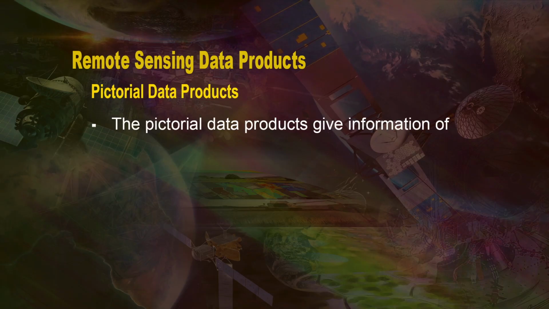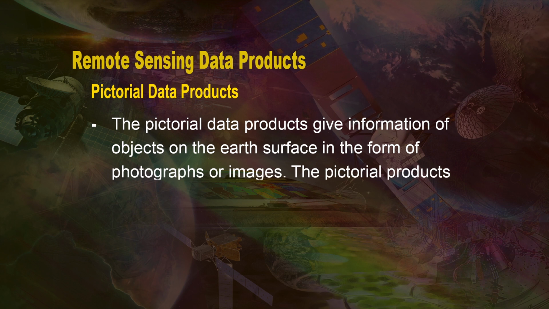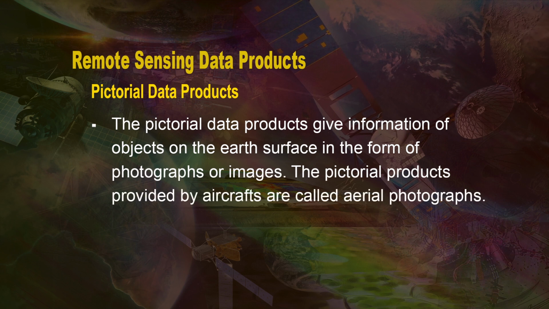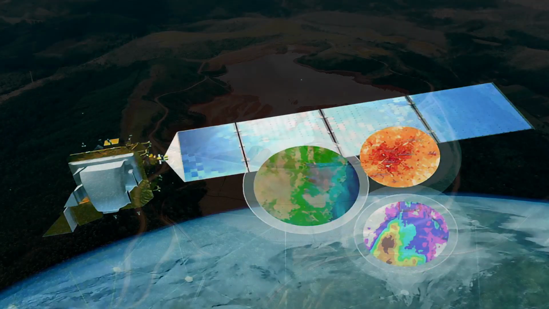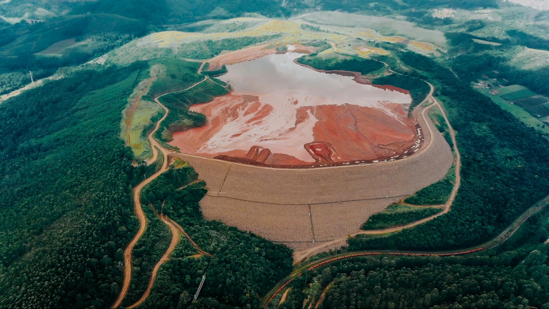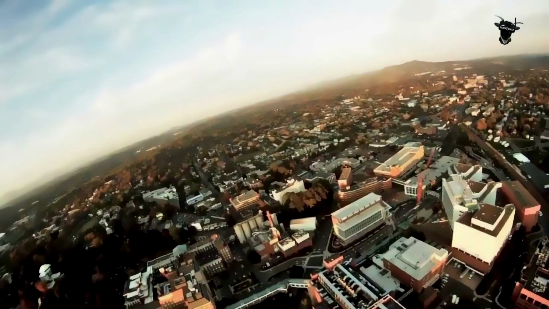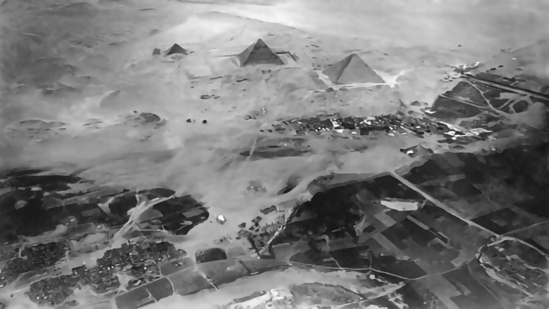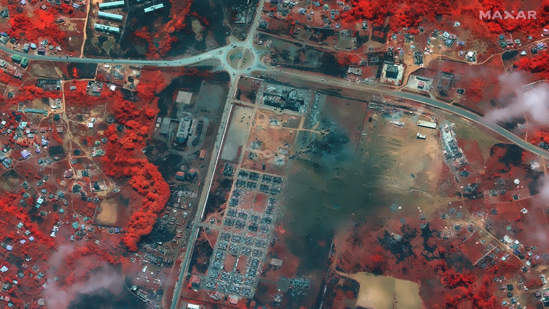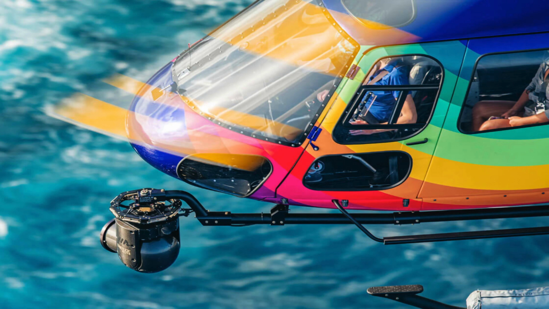Pictorial data products. The pictorial data products give information of objects on the Earth's surface in the form of photographs or images. The pictorial products provided by aircraft are called aerial photographs. These are generally taken by sophisticated cameras which use the visible portion of the electromagnetic energy. Therefore, aerial photographs give the exact view or picture of the objects on the Earth's surface on a reduced scale. The aerial photographs may be black and white or colored, depending upon the camera used in the aircraft.